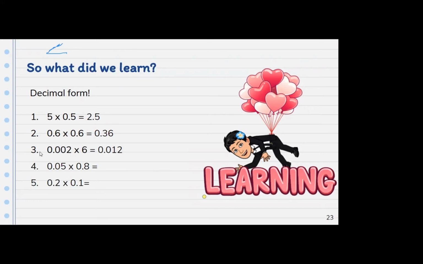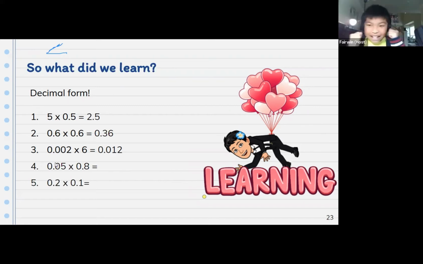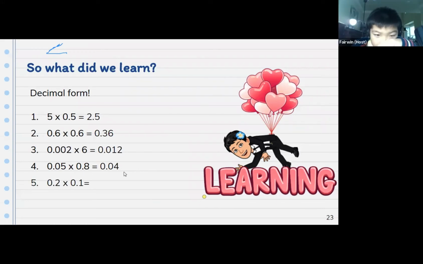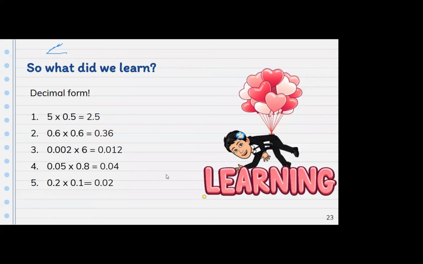Third one, 0.012. Hopefully that was pretty simple. 12, and then you just move it back 3 times: 1, 2, 3. Number 4 was 0.04. It's just 40, move back 3 times. Number 5 is 0.02. It's also simple enough. It's 2, and then you move it back twice.